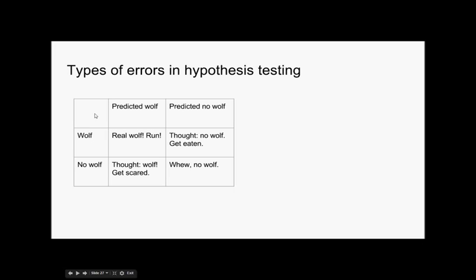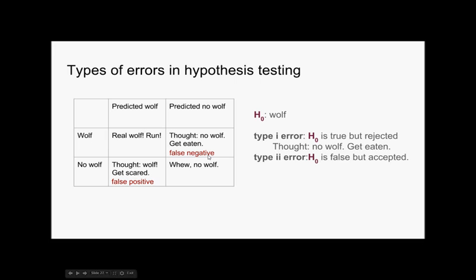So let's say you're in a forest and it's really dark and you think you hear a wolf. If you do predict a wolf and there is a real wolf, you will run and you will survive. And if there's no wolf, you predict there's no wolf, you'll relax and go on and do whatever you were doing in the forest. And if you predict there's a wolf but there's no wolf, you'll get scared. But nothing else will happen, really, except you're going to be scared for a little while. But if you predict no wolf and there's a wolf, you're probably going to get eaten. So in this case, your worst result is the false negative.